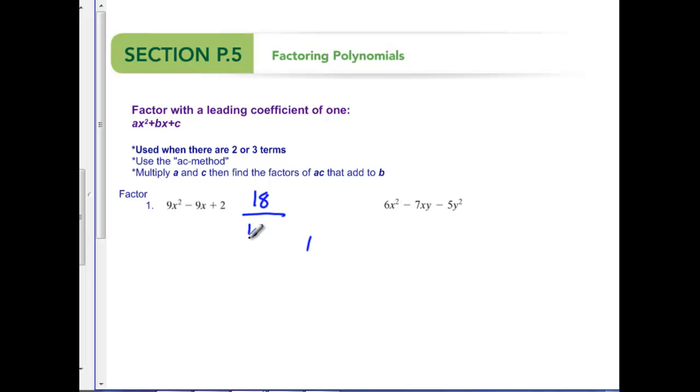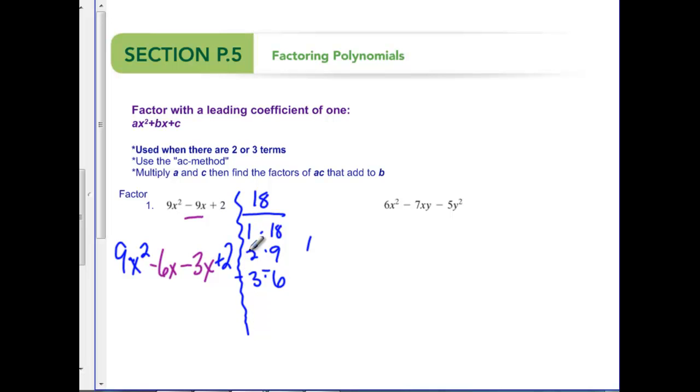So you can do your 1 and 18, 2 and 9, 3 and 6. Works great, right? Both negative. So I'm going to keep my 9x squared, but instead of this minus 9x, I'm going to put minus 6x minus 3x. I'm just rewriting that middle term, and then plus 2. Now I'm going to factor by grouping.